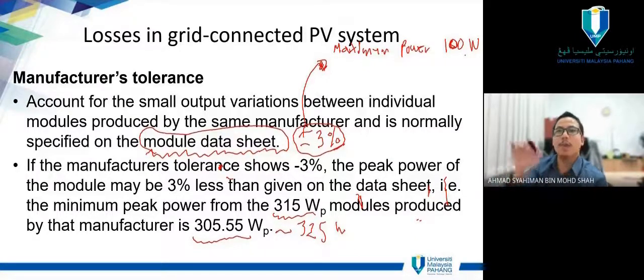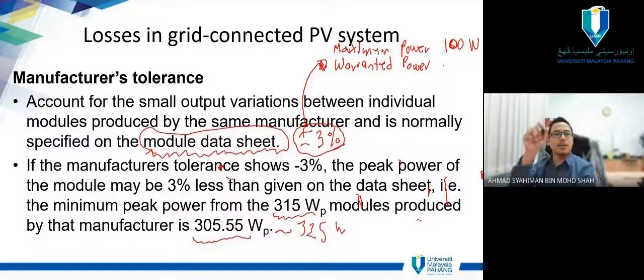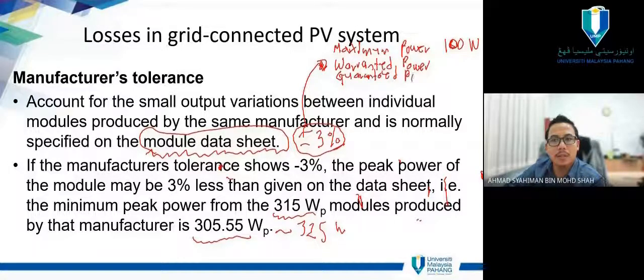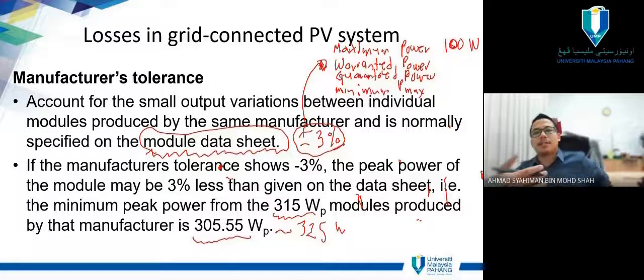There will be another power, maximum power, or in other words, I think they write warranted power. Please find the words warranted power or guaranteed power. Warranted power or guaranteed power. Sometimes they write minimum Pmax, or minimum maximum power, or minimum power. Sometimes they write that.